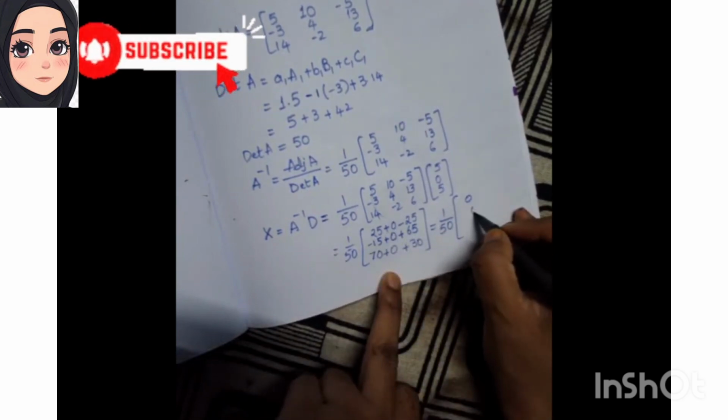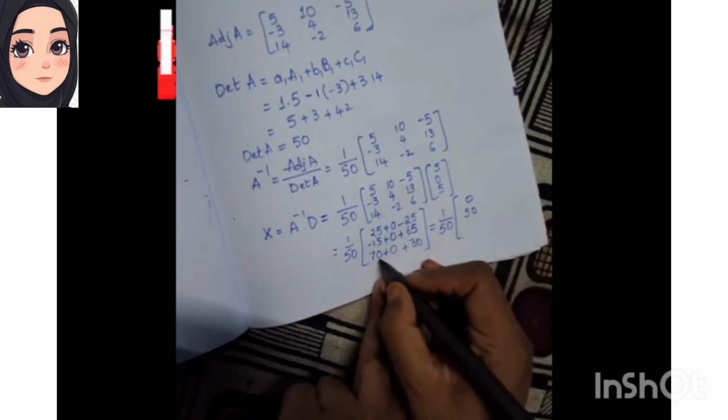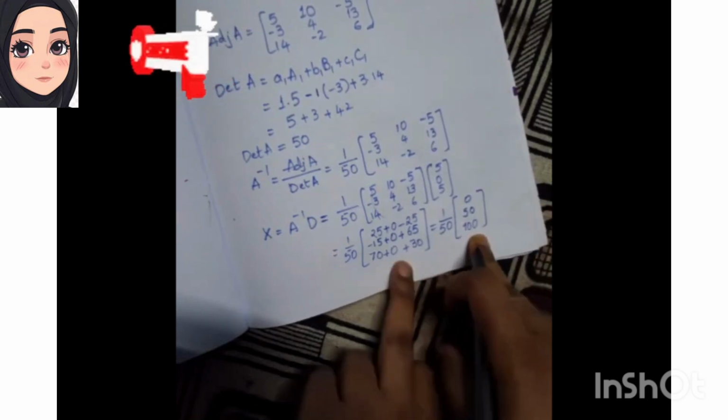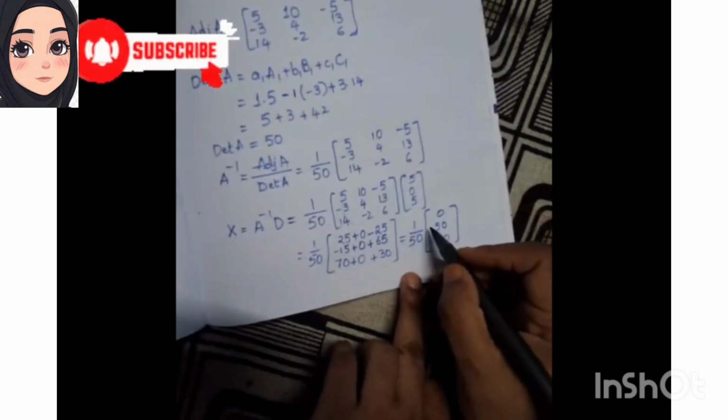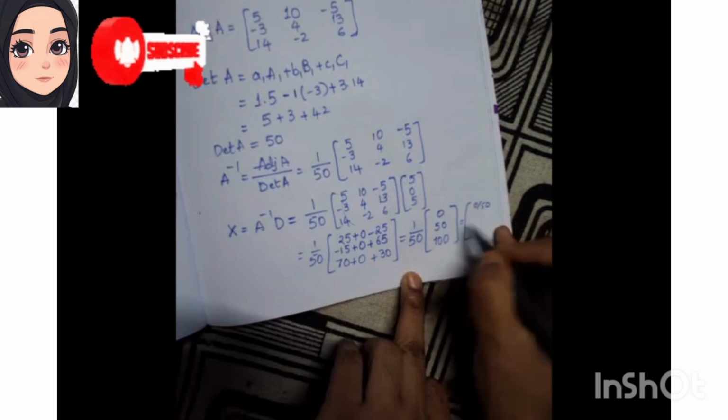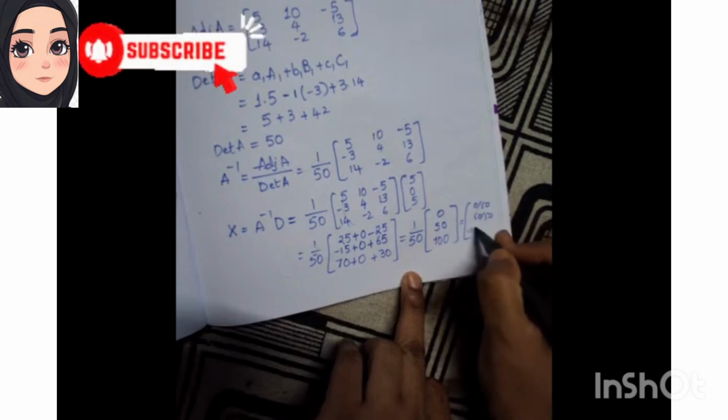So x equal to what? 0 by 50 is 0, 50 by 50 is 1, and 100 by 50, 2 5s are 10, so 2. So x is obtained as what? X is 0 1 2.